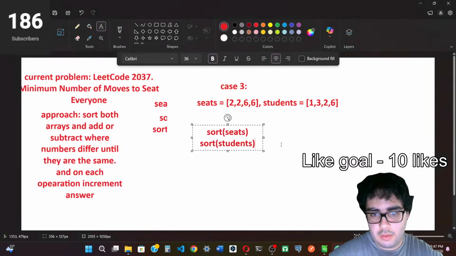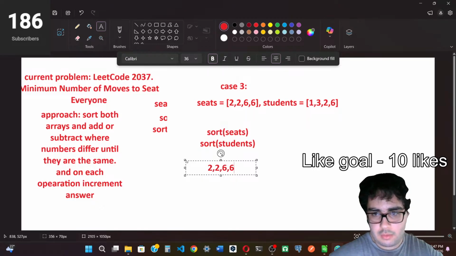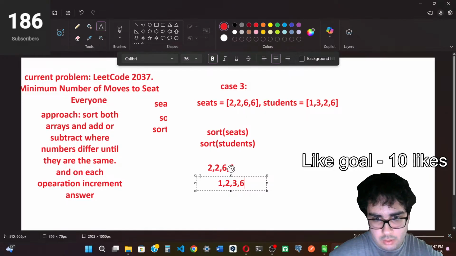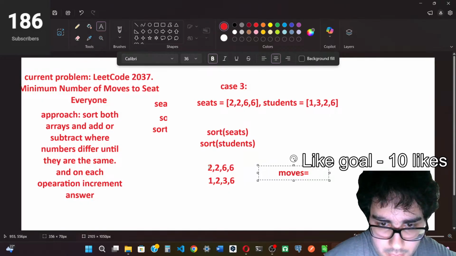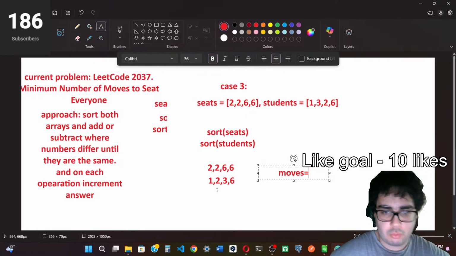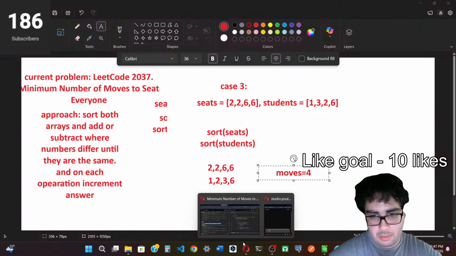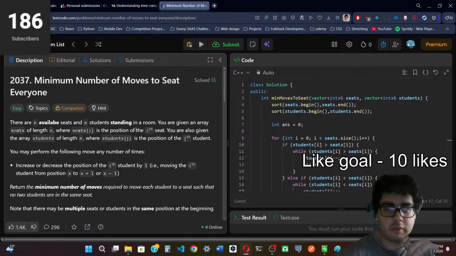Okay. And then basically we're going to have 2, 2, 6, 6. Then we're going to have 1, 2, 3, 6. And then we're going to have the moves, which first is going to be 1 move because we need to increment 1 by 1 to get 2. Then it's 0, that's 1 plus 0. Then it's 3, so that's 4, and then it's 0 again, so that's 4. And as we can see, we get here 1 plus 3 plus 0 plus 0. That is 4, and that is how we get the answer for the third case as well.